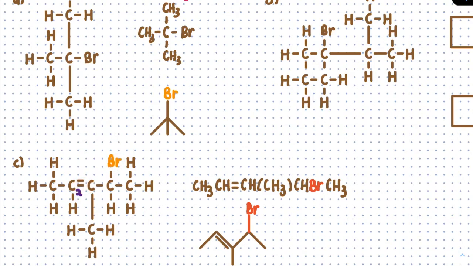If you want to write it in terms of condensed, this will be our condensed one. CH3, CH, and then we have our double bond. Here, actually there is no CH, so I'm going to delete this one. And on this carbon we have CH3 attached to it. Next carbon CHBr and CH3. And then this is the skeletal structure. I believe the skeletal structure is quite straightforward.